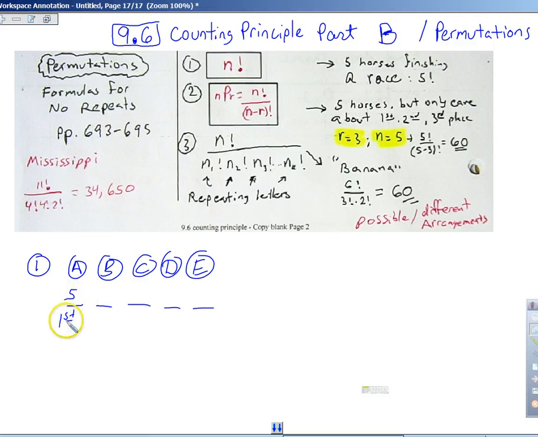But once first place is already taken, how many spots are there for second place? The answer is 4. And once first and second place have been taken, how many spots are there for third place? The answer is 3, and then 2, and then 1. So the answer here for in how many ways can the horses finish the race is 5 factorial. 5 times 4 times 3 times 2 times 1, which is equal to 120 ways.